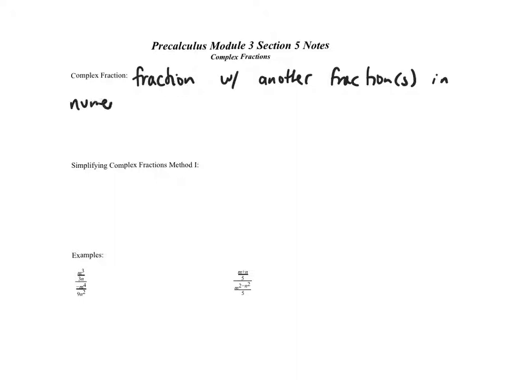All right, in section 5, we're going to look at complex fractions and how we can simplify complex fractions. So a complex fraction is generally just going to be a fraction with another fraction or a couple different fractions. So a fraction in the numerator and denominator. So we have fractions over fractions, and that's what makes a complex fraction.